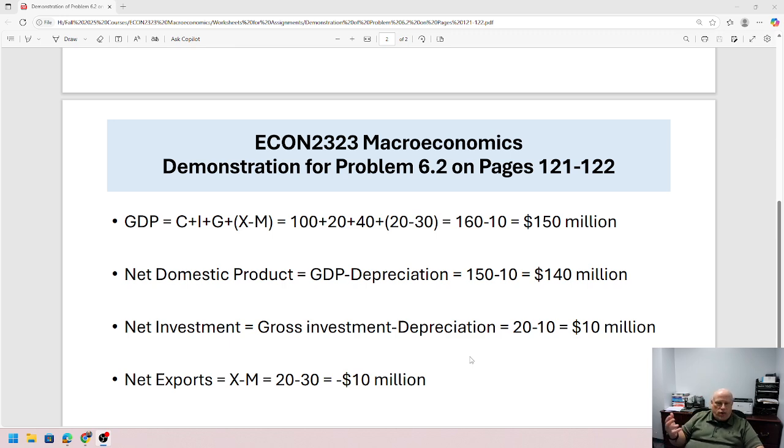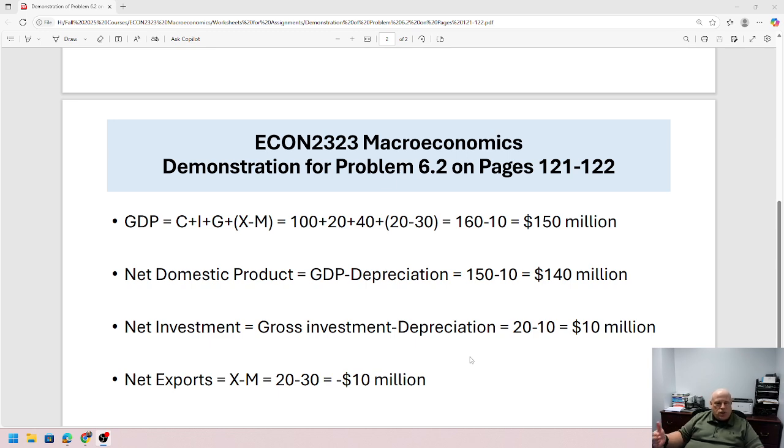So if you do all the calculations there, if you add the 100 plus 20 plus 40 together, that's 160, and then you subtract the 10 million net exports, then that would give you a GDP value of $150 million, okay? So that's how you calculate that, all right?